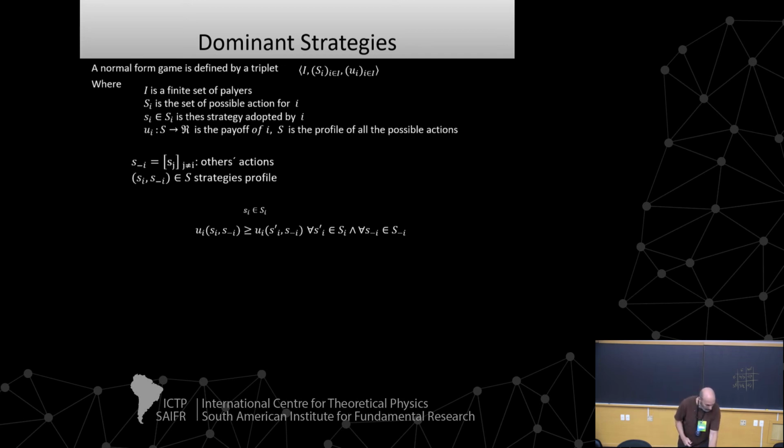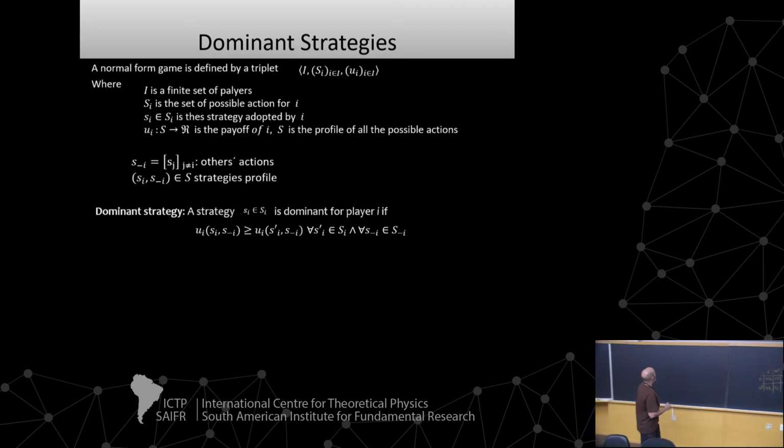So this is the concept of dominant strategy. A dominant strategy is a strategy SI belonging to the set of available strategies for player I if, as I mentioned before, this strategy has a higher payoff when confronting the other individuals than any other strategy that can be chosen by player I. So SI is one strategy, S prime I is another strategy, but always for this one the payoff is bigger or equal to any other payoff obtained by any other strategy that can be chosen by player I. So this is the concept of dominant strategy.